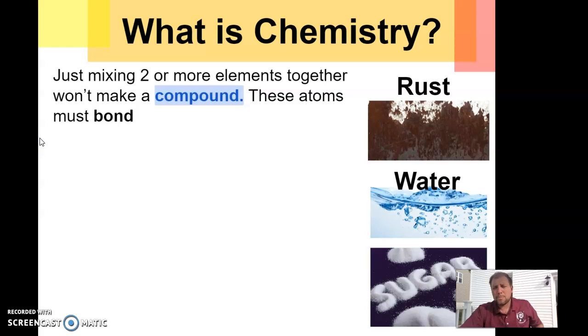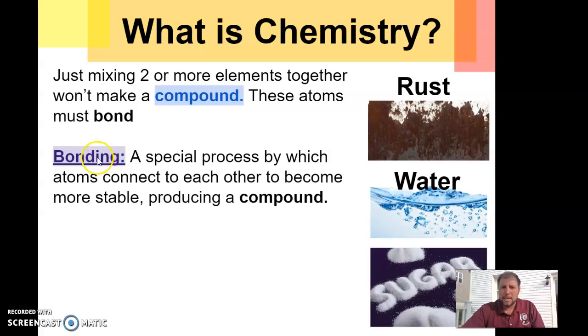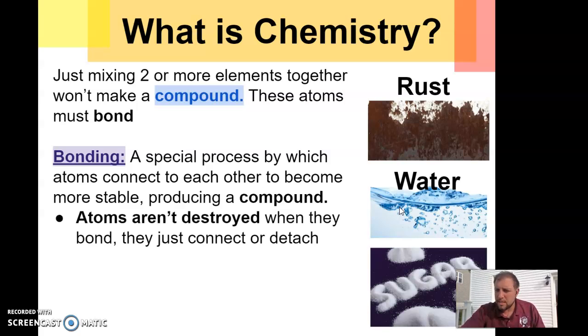Cool. Now, like I said, a compound is when two or more types of atoms combine to form something new. But just mixing them together is not going to be enough to create a compound. You actually have to have bonding take place. This is a special process by which different atoms connect to each other to become more stable. And this produces a compound. Rust is a compound produced from iron atoms and oxygen atoms. Water is a compound produced by atoms of hydrogen and oxygen, two different elements. They're both gases, but when they come together, they form something that seems entirely new.